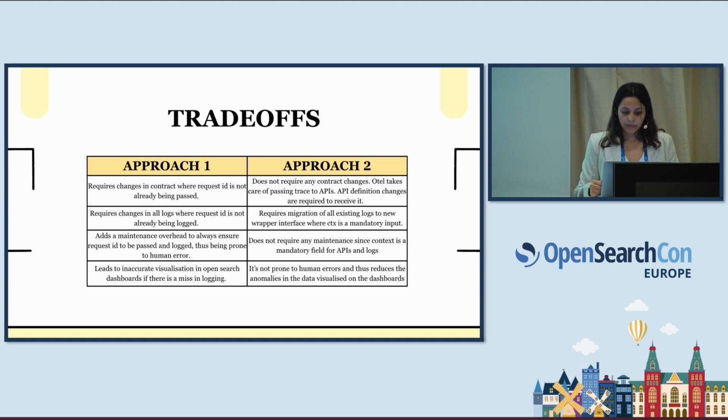The third difference is that approach one, even though it will require fewer changes in the logs, will add a maintenance overhead going forward for any new APIs that get created. Approach 2 does not have any such overhead, and no matter how many APIs you add in the future, there will be no overhead here. Because of which, coming to my last point, approach 1 is prone to human error, whereas approach 2 is less prone to any missing traces.